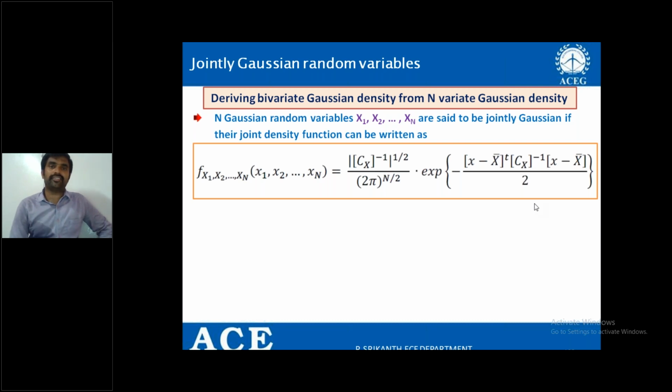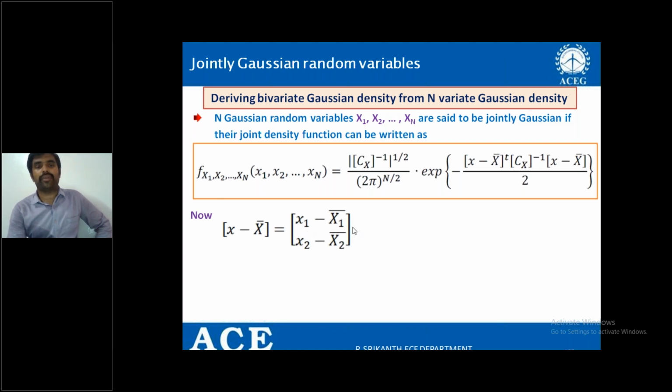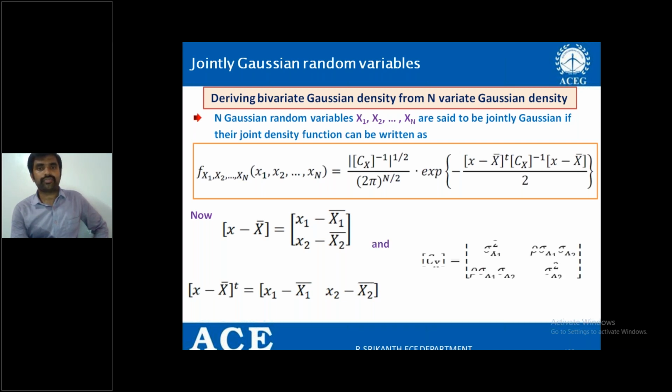Now we are taking only two random variables. So can I write x minus x bar like this: x1 minus x1 bar, x2 minus x2 bar. It is a column matrix with two elements. Similarly, the transpose means the column matrix becomes a row matrix, or row vector. So x minus x bar whole transpose is equal to x1 minus x1 bar, x2 minus x2 bar, right?